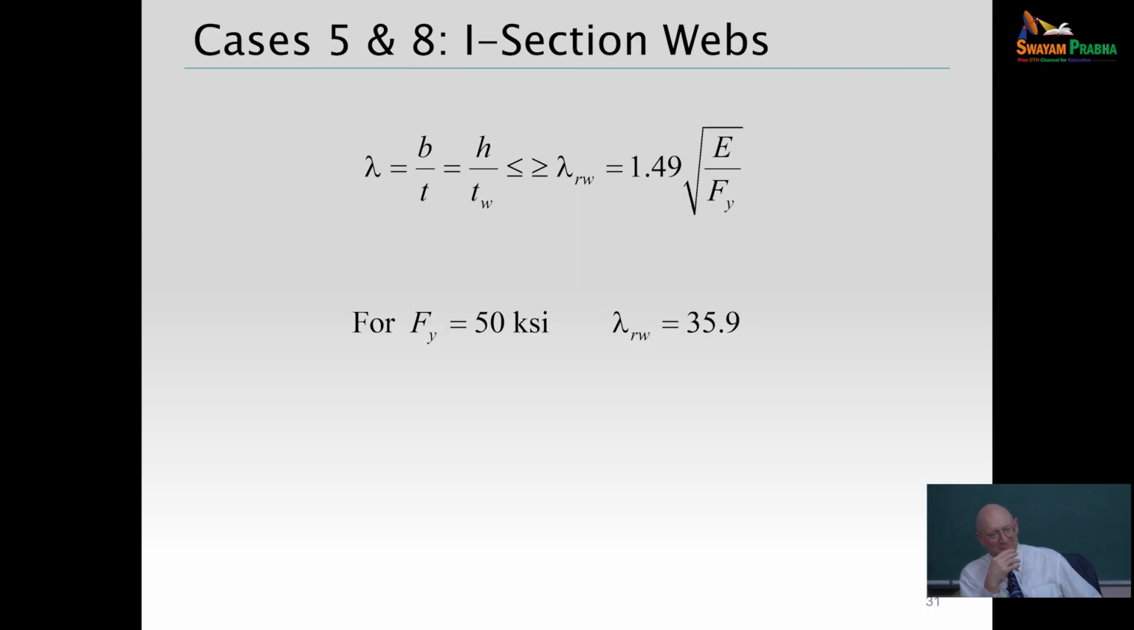I think the new code, the new 341, I haven't looked at it, but I heard that it reduced the compact limits for seismically compact flange. Yes. And I think the Indian codes were going off of that recommendation.